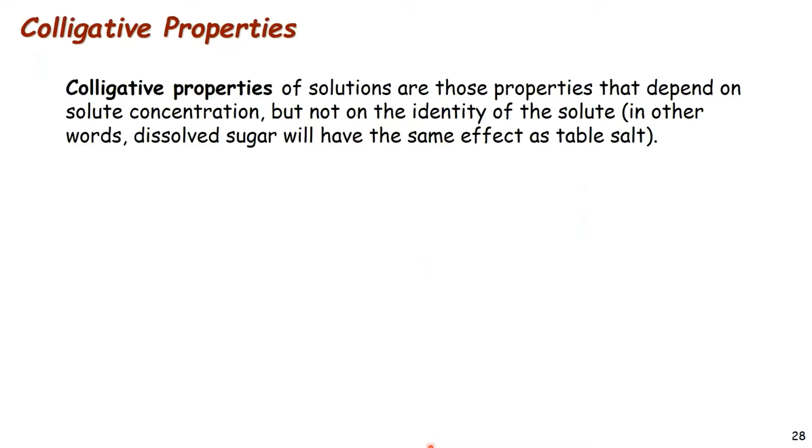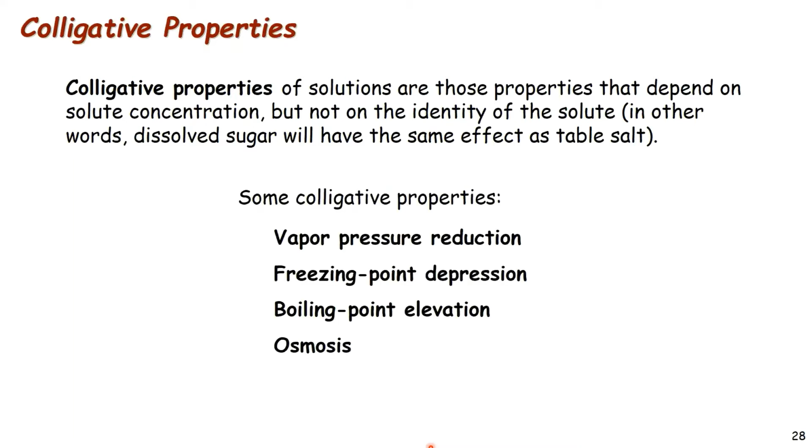Next, I want to start talking about colligative properties. Colligative properties are the effect that solutes have on the physical properties of solutions. What we're going to find out is that for colligative properties, all that matters is how many of the solute molecules we added to the solution. Colligative properties are things like vapor pressure reduction, freezing point depression, boiling point elevation, and osmosis.